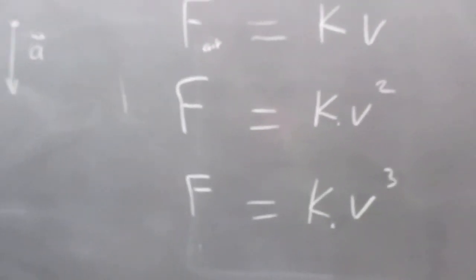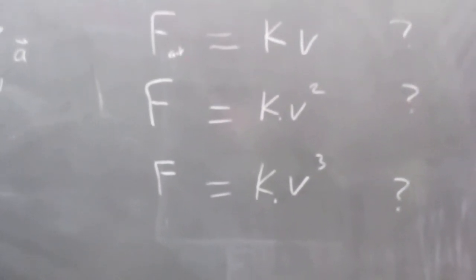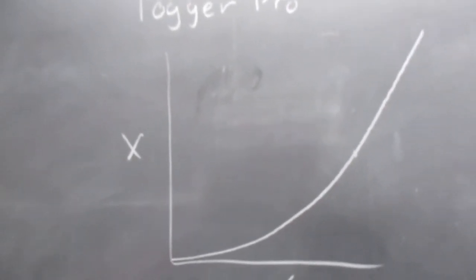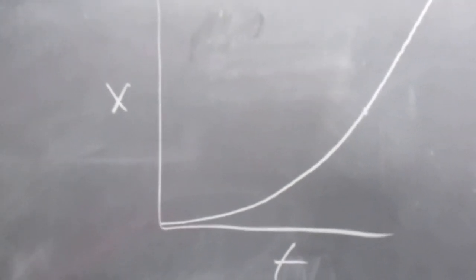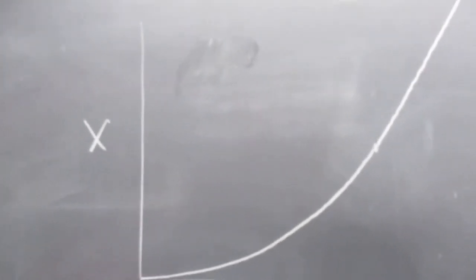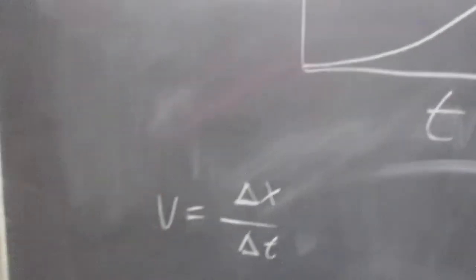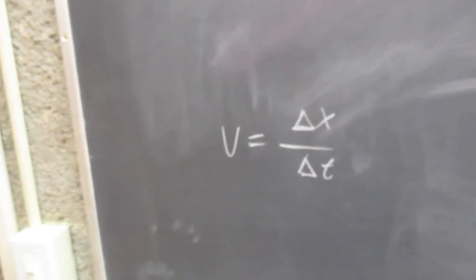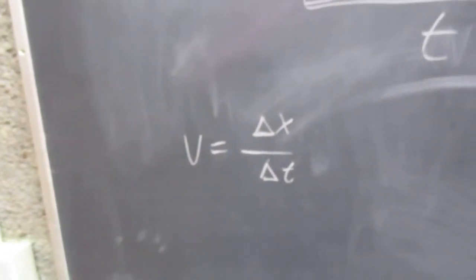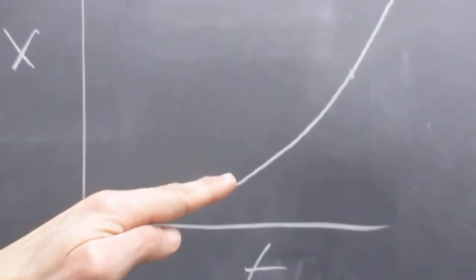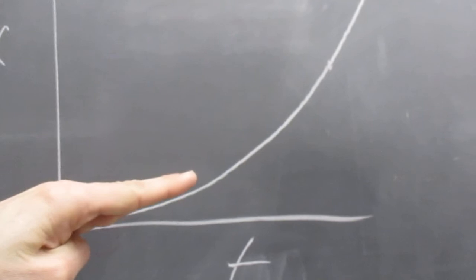Let's do a trial here to collect our data. When we collect our data, Logger Pro, our software, is going to be looking at a position time graph. I drew an approximate scenario here. On a position time graph, of course, the slope at any point is our velocity. Here our slope is low, so we have a low velocity.